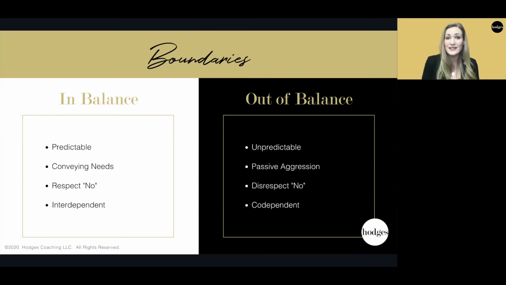So when it's in balance, people can convey their needs. Everyone respects no and says, all right, the answer is no, we're going to find a different way. And that helps everyone be interdependent, right? It's okay if you say no to me. We will still figure it out, because I'm independent and autonomous and you're independent and autonomous.